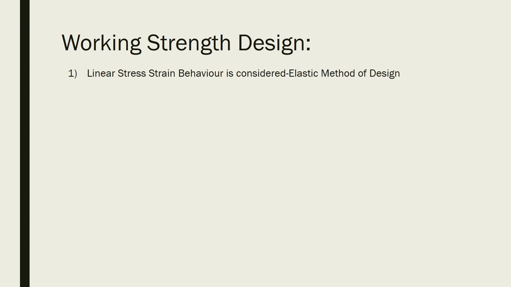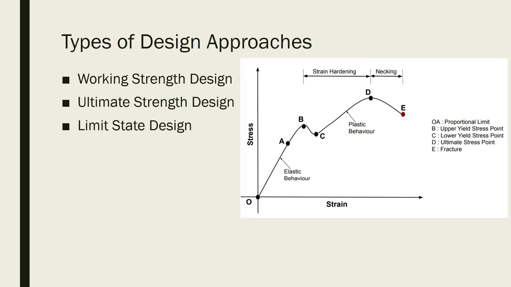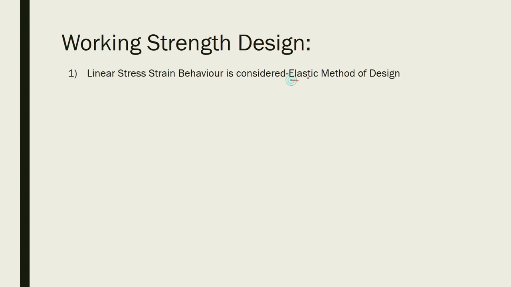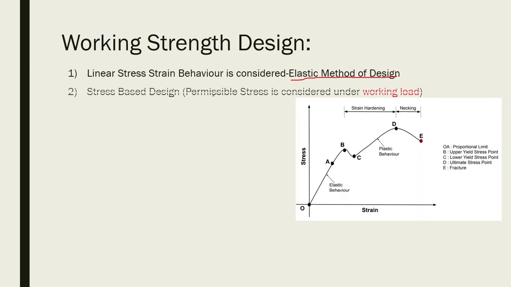Now let us see what are the key points of working stress design and its limitations. The first is that linear strain behavior is considered, so it is also called the elastic method of design. You can see that in this graph the linear stress strain behavior, only this part, is used for calculation or designing of members. So that is why it is called the elastic method of design. Then it is a stress based design. That means the strain is not considered while designing.